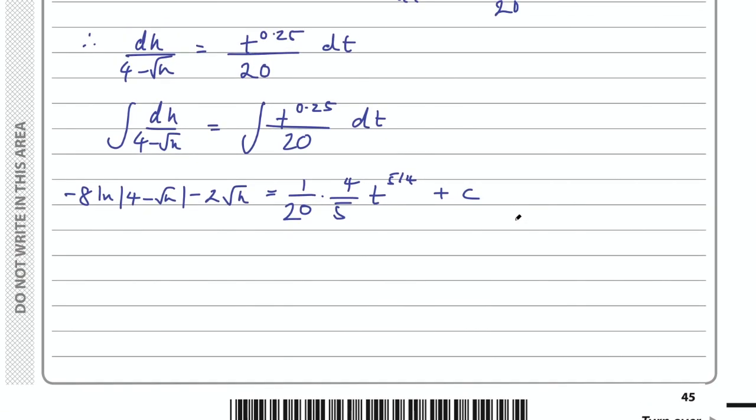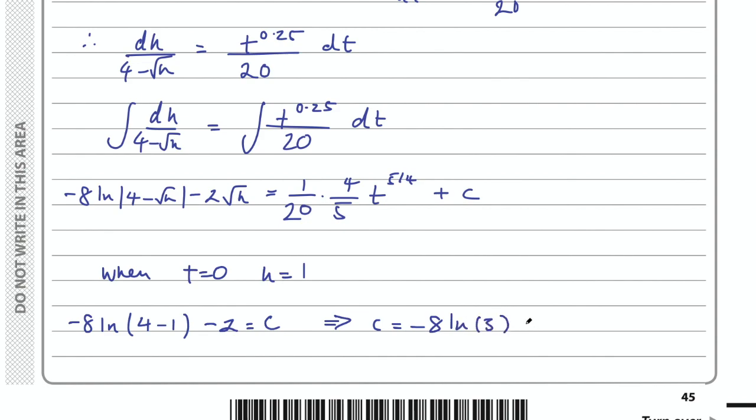Okay, so firstly, let's say when t equals 0, h equals 1. Plugging those in, we have negative 8 log of 4 take 1 take 2. 2 times 1 is 2, equal to, well, all of this would be 0 because this would be 0. So this is equal to 0 plus c. So all I'm doing here is solving for c. So this is equal to c here. And then solving this, I've got negative 8 log 3 on the left-hand side. So let's say then that c is equal to negative 8 log 3 take 2. Okay, that is neat enough for c.